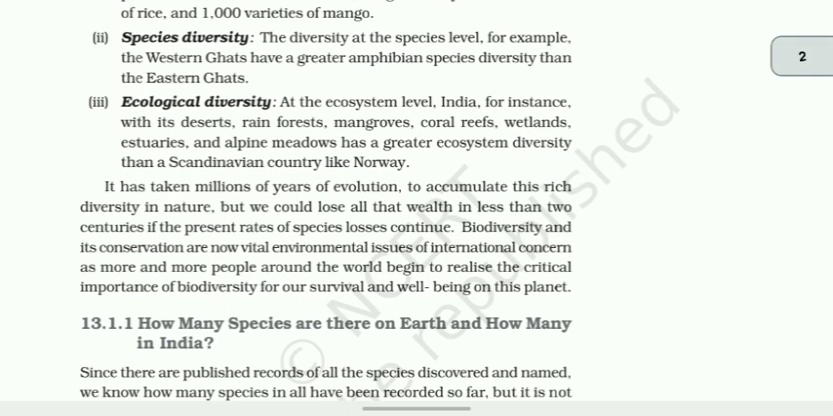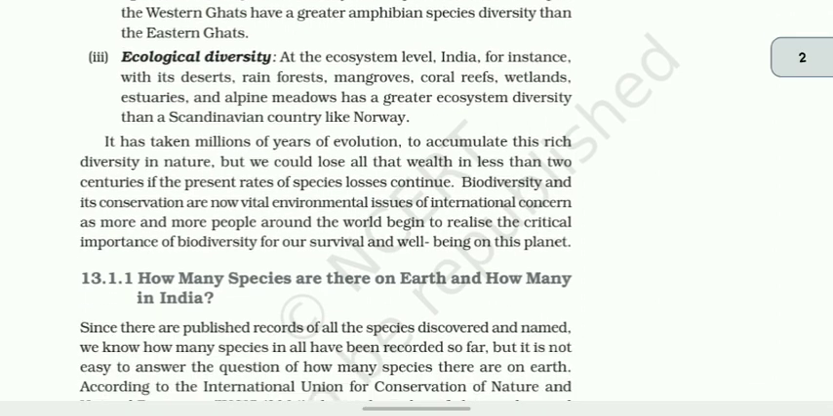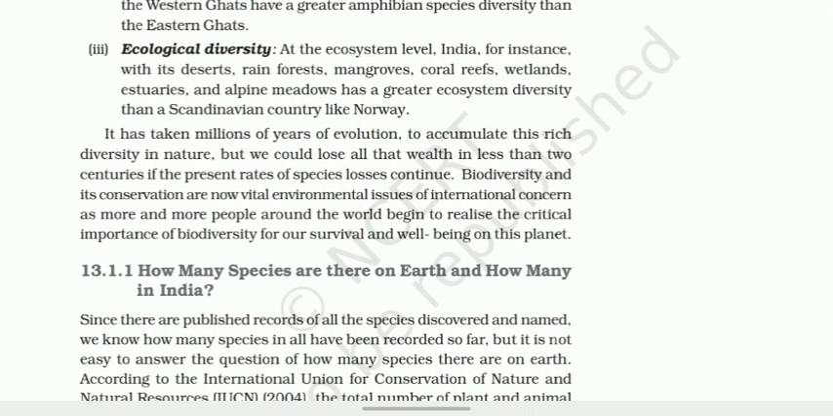Number 2, species diversity. The diversity at the species level, for example, the Western Ghats have a greater amphibian species diversity than the Eastern Ghats. Number 3, ecological diversity. At the ecosystem level, India, for instance, with its desert, rainforests, mangroves, coral reefs, wetlands, estuaries, and alpine meadows, has a greater ecosystem diversity than a Scandinavian country like Norway.